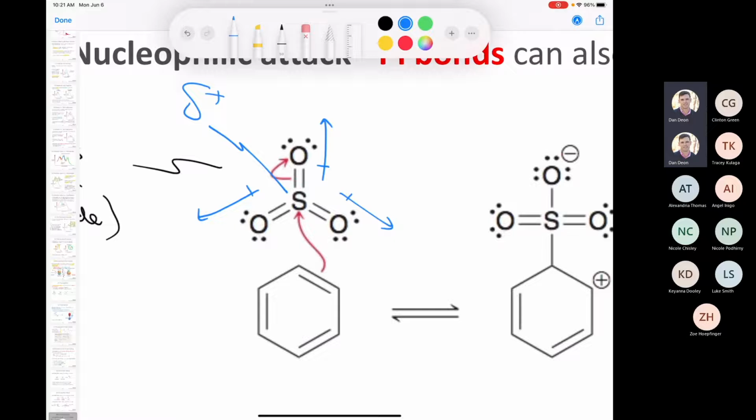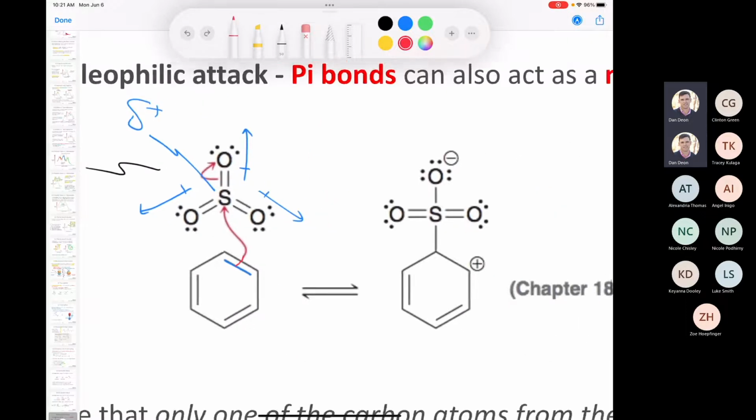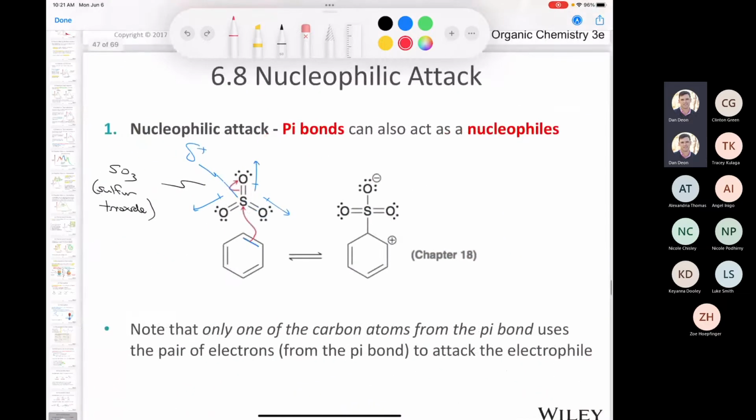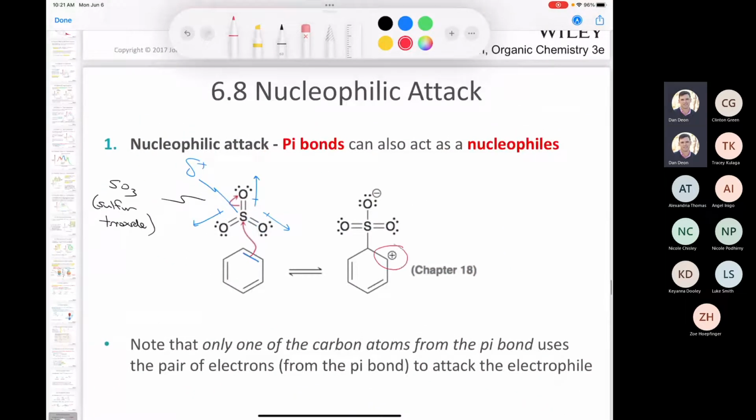And we know that a pi bond is weaker than a sigma bond. So therefore, the electrons in the pi bond can behave as a nucleophile, and they can attack the sulfur. We have to break a pi bond here. Why? Because the sulfur can't take on another bond, and we end up with this carbocation on our ring here and the negative charge on the oxygen. Note that only one of the carbon atoms from the pi bond uses the pair of the electrons, and the other one ends up with a positive charge.